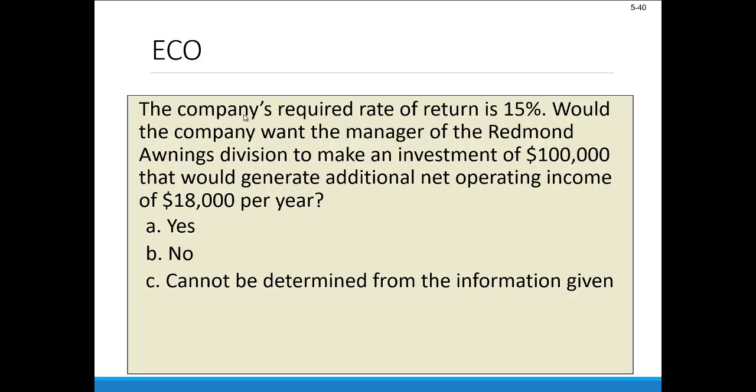So let's say in that same scenario from a couple minutes ago, the company's required rate of return was 15%. They're saying any project that managers are taking on should return at least 15%. Would the company want the manager of the Redmond Awnings division to make this investment of $100,000 that would generate additional net income of $18,000 per year, keeping in mind that they rejected it or would want to reject it under ROI? So pause this, think about that for a second, and then come back here.